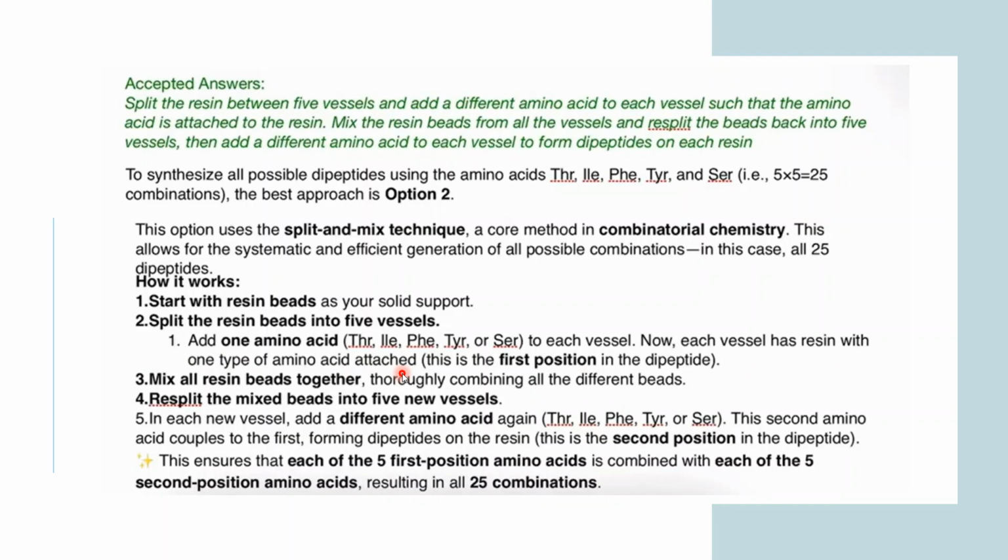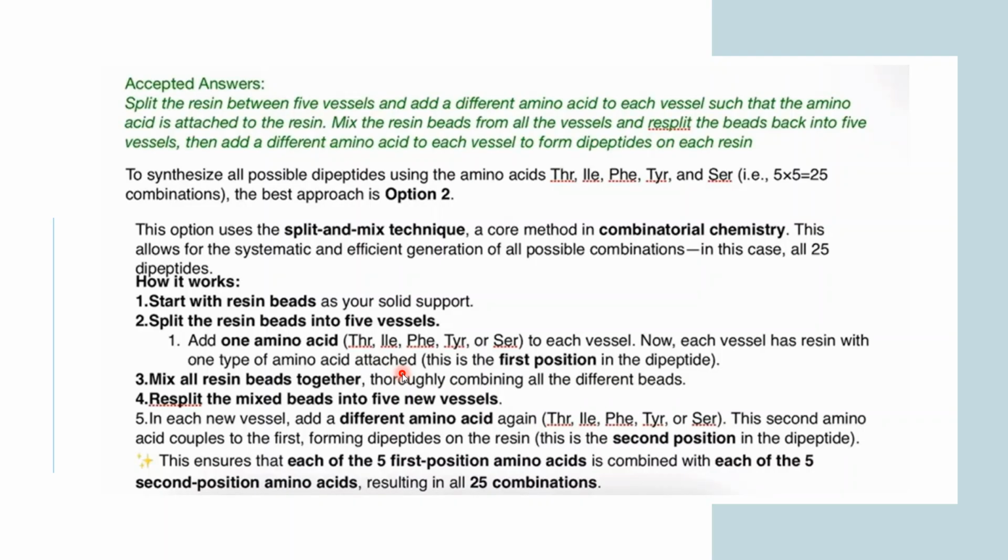Now mix all the resin beads together. So if you are mixing all the resin beads together, thoroughly combining all the different beads, you have mixed all sorts of combinations, and then you have to resplit the mixed beads into five new vessels. Now you will take five new vessels, and you resplit the mixed beads. Now in each new vessel, you need to add a different amino acid again. So the second amino acid couples to the first one and forms a dipeptide on the resin.